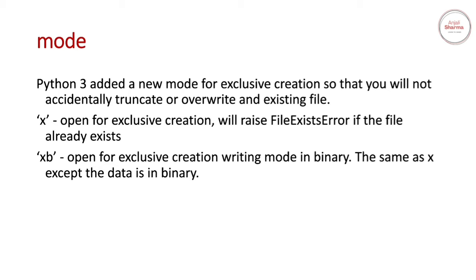But Python 3 added a new mode for exclusive creation so that you will not accidentally truncate or overwrite an existing file. So there are two modes, x for the text file and xb for the binary. x stands for open for exclusive creation and it will raise a FileExistsError if the file already exists. And xb does the same but for binary files. Let's move to our Python screen and see how we can open a file using the open method.